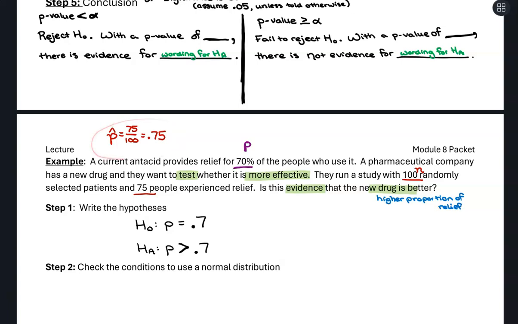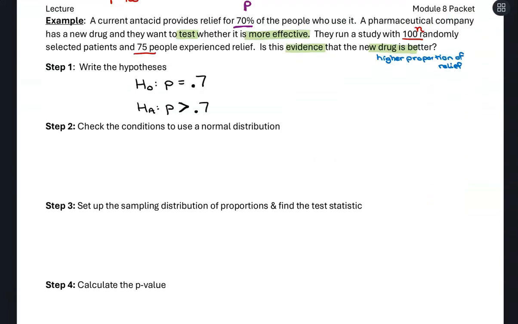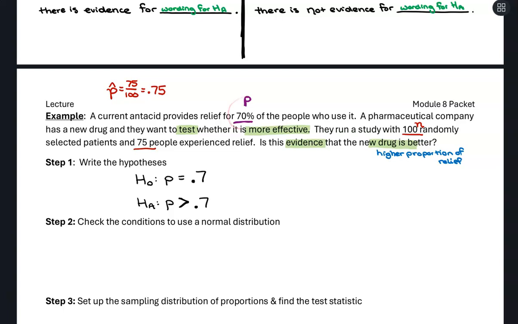Again, as soon as I see that sample proportion in my information, I just ignore it. I ignore it until I get to calculating the p-value, which is step 4. Everything else is based on this assumed proportion of 70%. Because what I want to do is eventually compare these two numbers, and I compare it by setting up everything around that 70%.